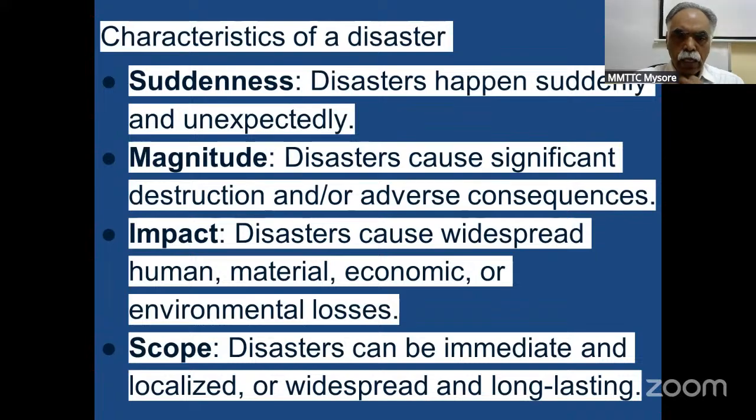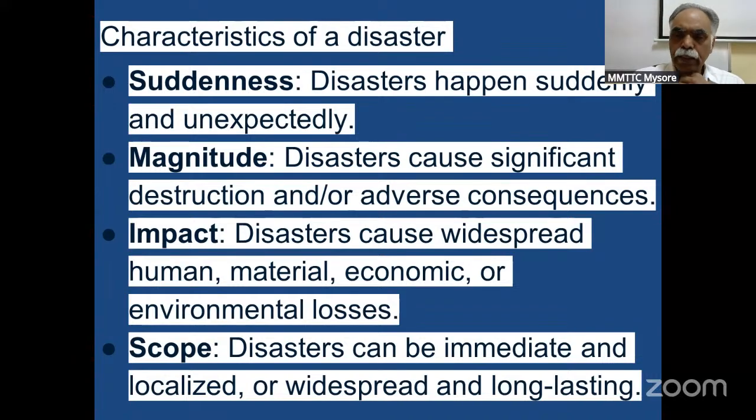And impact: whether its impact is widespread, and whether it is only on humans or also causes material, economic, or environmental losses. And the scope of a disaster is whether it is immediate or localized, or widespread or long lasting. For example, tornadoes occur for a few days and will definitely subside. An earthquake occurs for a few minutes and will subside. There are other disasters, like the climate change disaster, that will be long lasting.